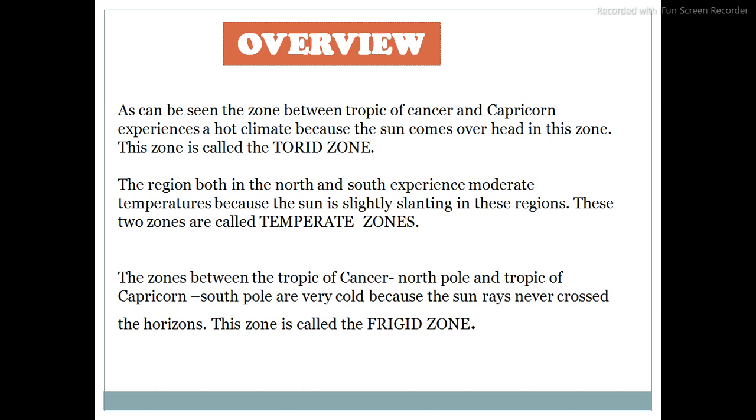At the last, the zone between the Tropic of Cancer and the North Pole, and the Tropic of Capricorn and the South Pole, are very, very cold. That means we are talking about the Antarctic and the Arctic Circle.